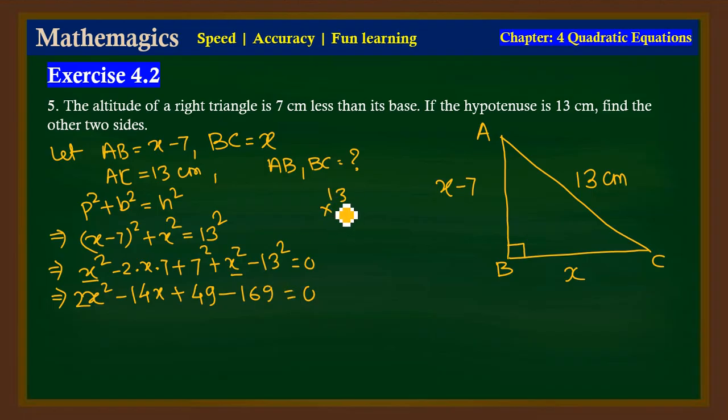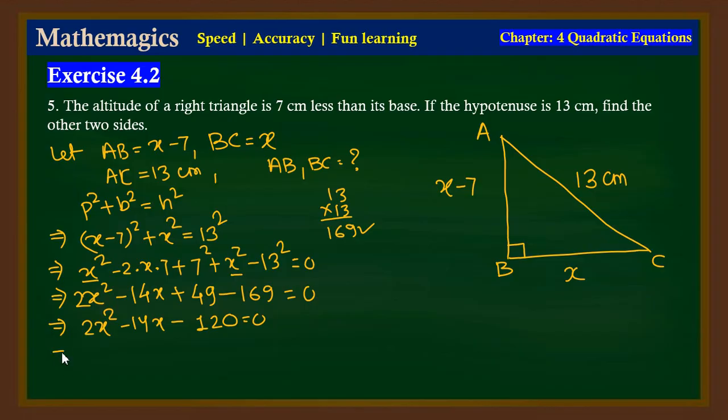13 into 13 is equal to, 3 3s are 9, 3 1s are 3, 3 1s are 3, 3 plus 3 becomes 6, and 1 1s are 1. Dear friends, I have solved it with the help of the Vedic method, Vedic mathematics. So now we are going to move forward. So it becomes 2x square minus 14x, and 49 minus 169 becomes minus 9, minus 9 become 0, 6 minus 4 become 2, and 1 become 1, is equal to 0.